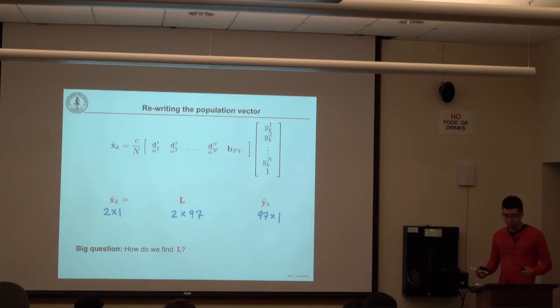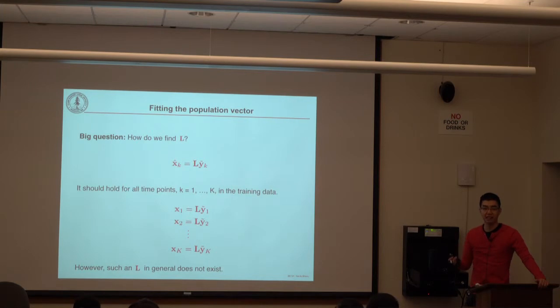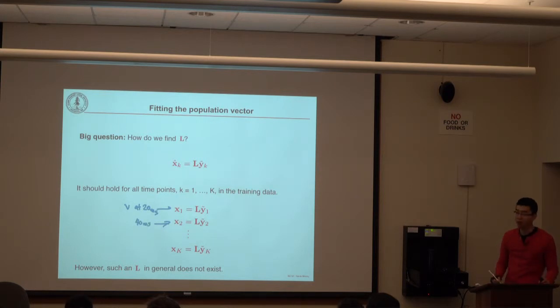We have that this equation, x_k equals L times y_k, which represents our population vector, should first hold for all points in the training data. What do we mean by this? Well, when we start off the day, we'll have the monkey performing his reaches, and every 20 milliseconds we'll sample his velocities. So his velocity at time 20 milliseconds is right here, and his velocity at 40 milliseconds is right here, and so forth.